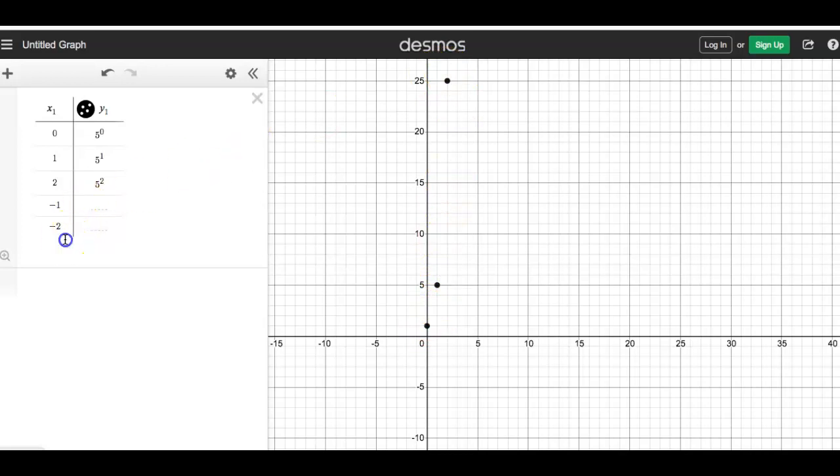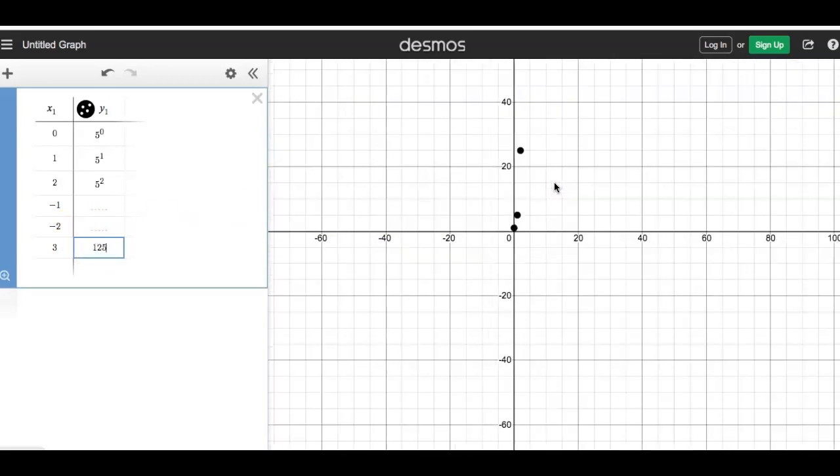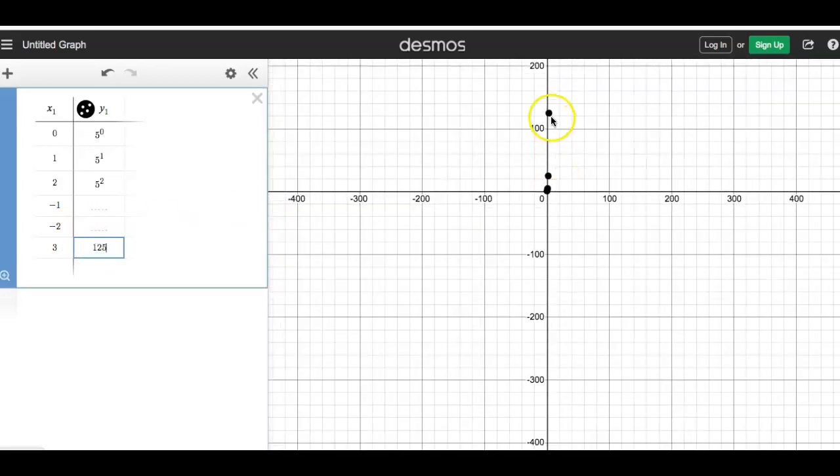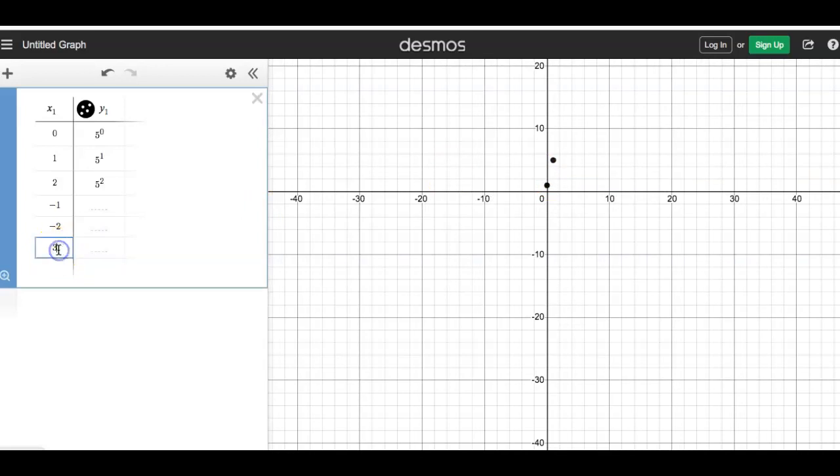If I put a 3 in there for an x value, then 5 to the 3rd is 125, so I would really have to zoom out to even see that. It's getting really, really steep. Okay, so I'm going to take that out. I don't need to go that steep.